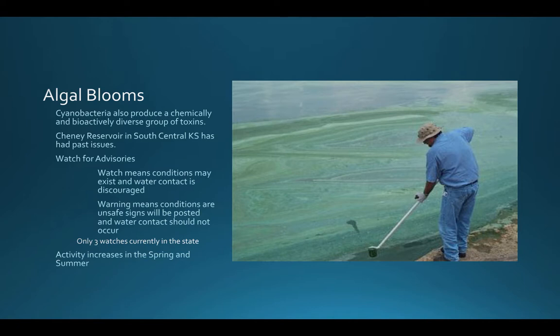The Cheney Reservoir in south central Kansas has had some historical issues with algal blooms. The state issues advisories for these. A watch means the conditions do exist for that, and water contact is discouraged, and they will have signage up, and you can always check the Kansas Department of Health and Environment website. If it's a warning, there will be unsafe signs posted and water contact should not occur. Currently there are only 3 watches going in the state, but we've entered the time of year when people aren't doing a lot in the water, and we don't have many issues of algal blooms. Usually the height of those run from Memorial Day to shortly after Labor Day.